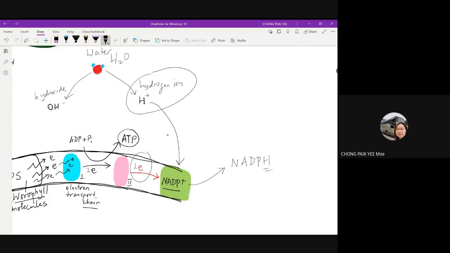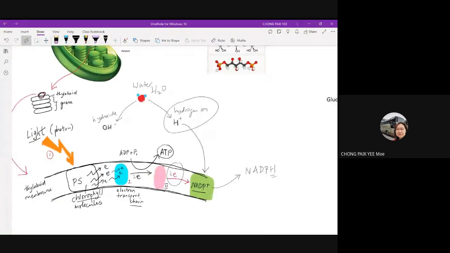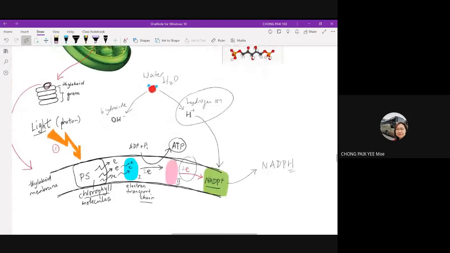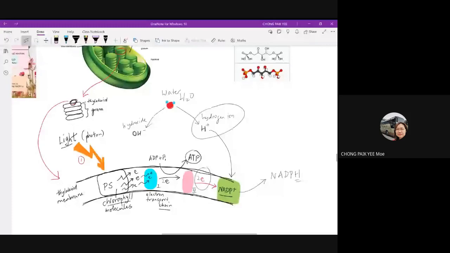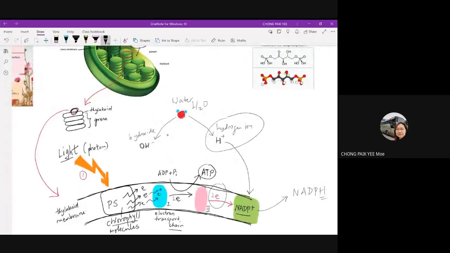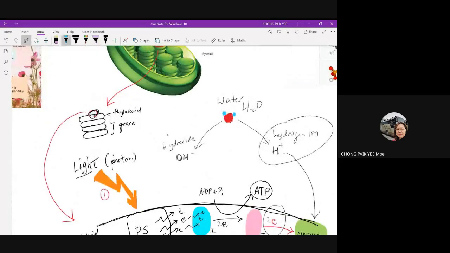So this is NADP. Now, in the light-dependent reaction, the first one, you will see that at the end of it, there are 3 things which are produced. Oh, I haven't finished this one. Let me go back to water first. Water is split. You will have hydrogen ion and also hydroxide ion. And this hydroxide ion later will be changed to get oxygen.